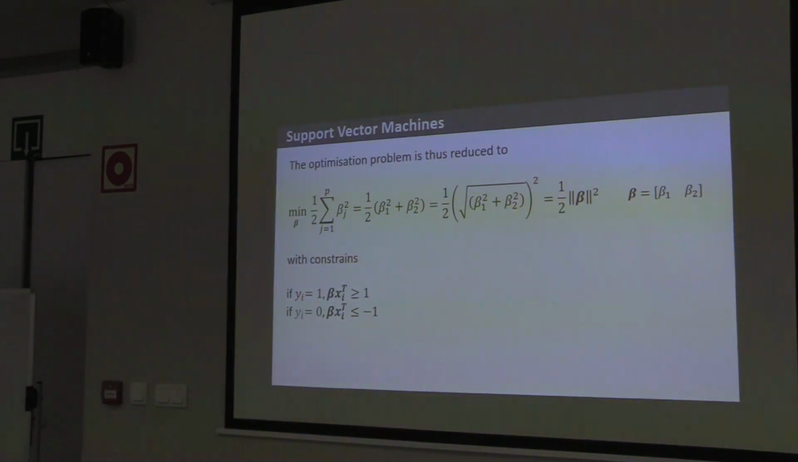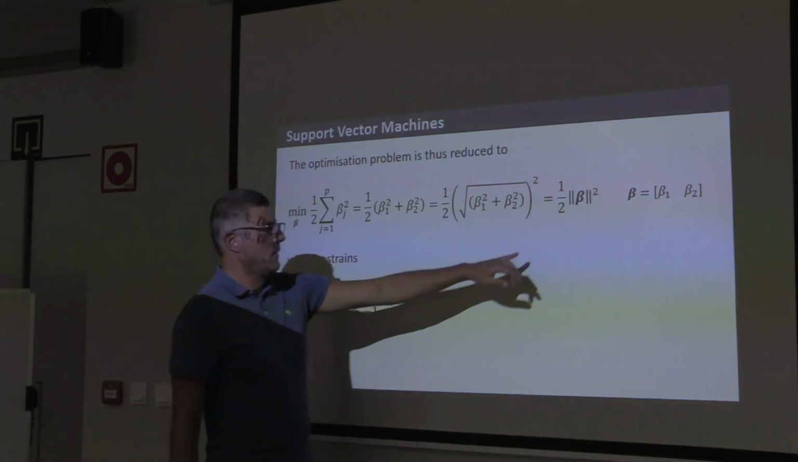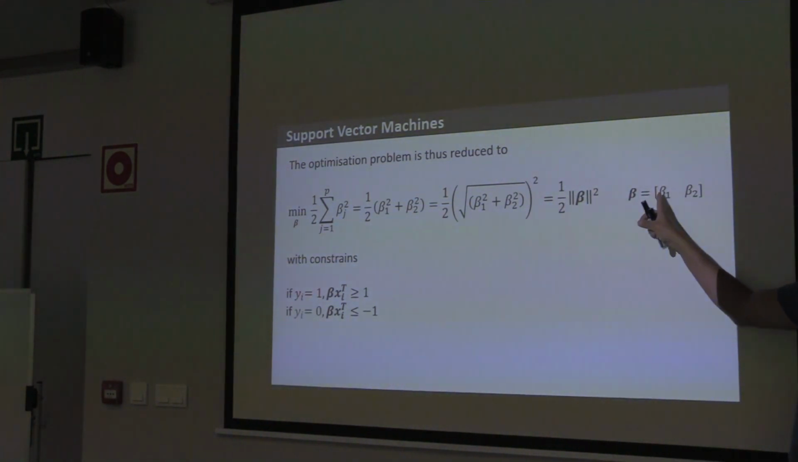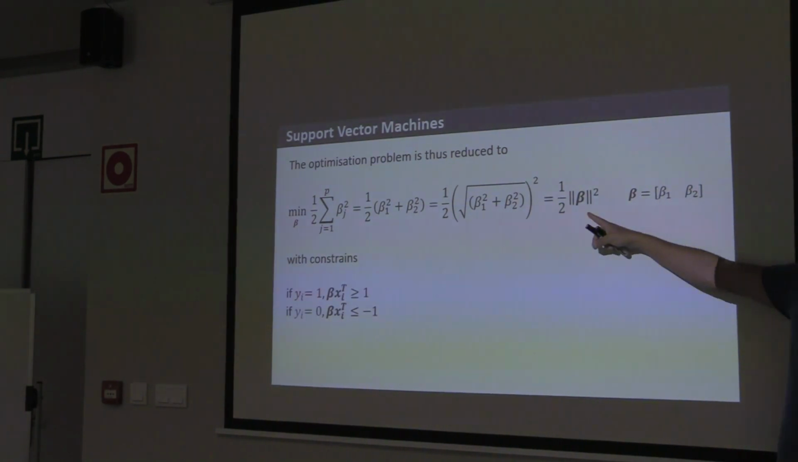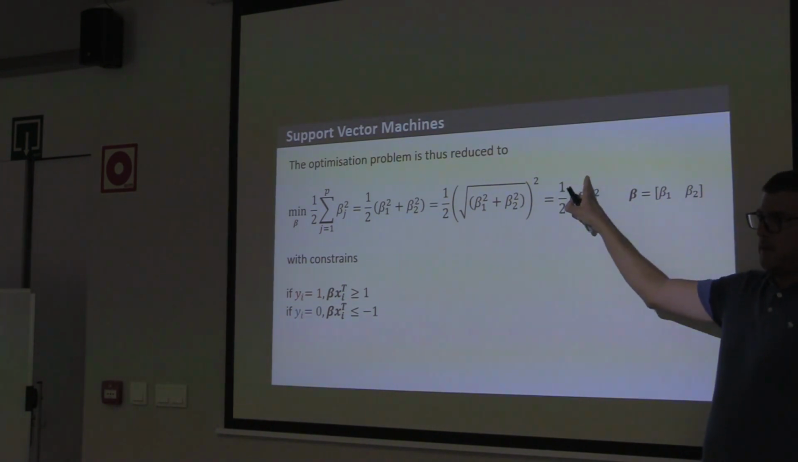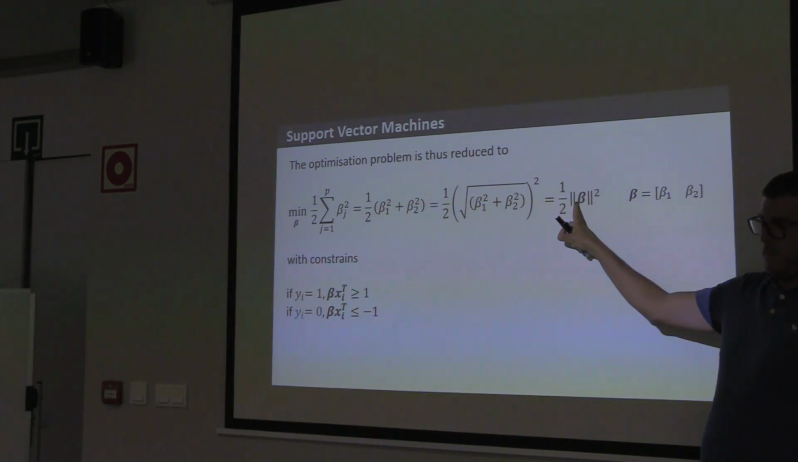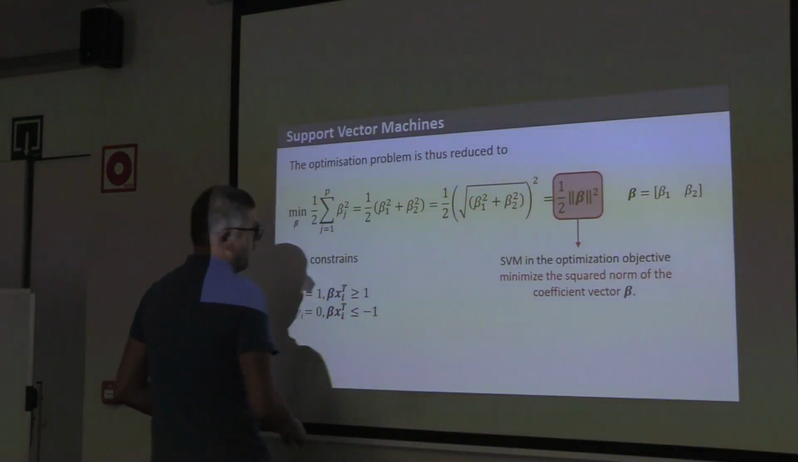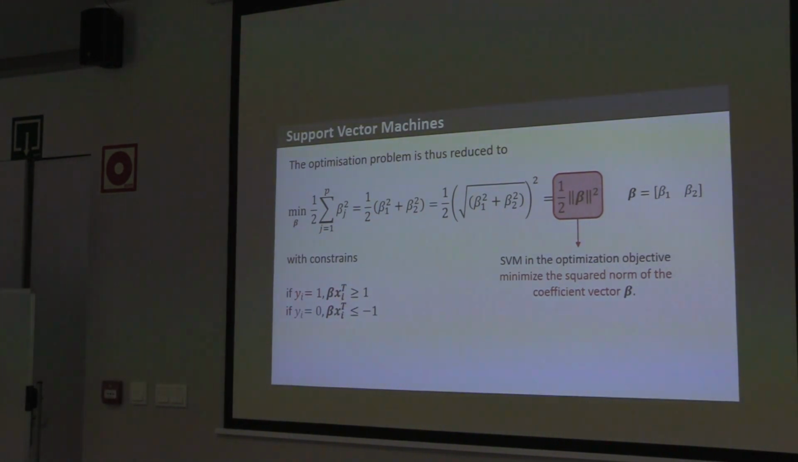And this is the squared length of the vector B, the vector of your coefficients. So we have to minimize the length of this vector. This is what support vector machine tries to do: minimize the squared norm length of the coefficient vector.